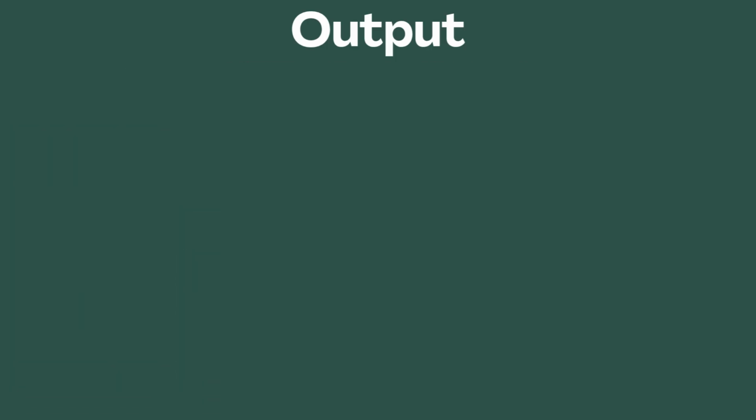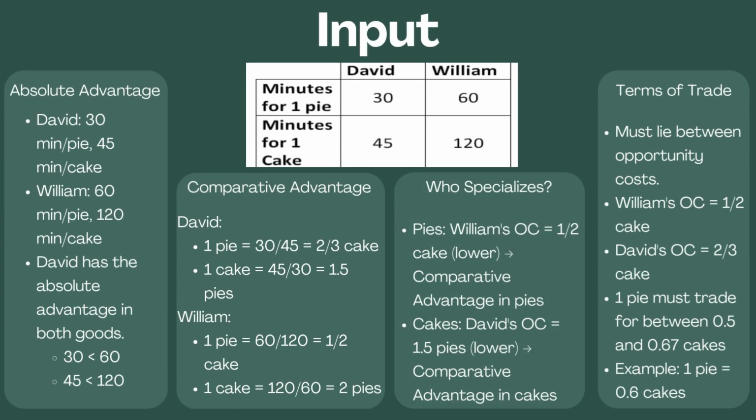Now let's look at the input example. David needs 30 minutes to make a pie and 45 minutes to make a cake. William needs 60 minutes to make a pie and 120 minutes to make a cake. Since David uses less time for both goods, he has the absolute advantage in both pies and cakes.